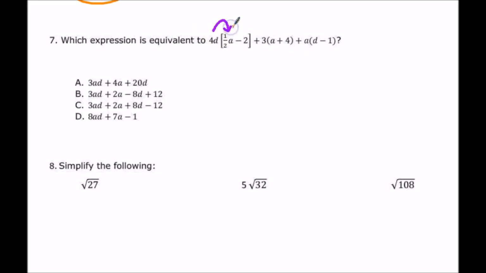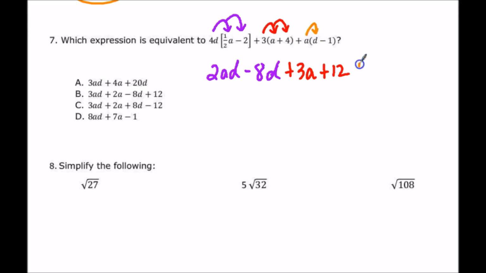So 4 times 1/2 is 2, but it's a times d, so I'm going to put 2AD, okay? And then we have 4d times a negative 2, which would be negative 8d. So we've gotten rid of the brackets at the front. Pretty simple there. And then we have 3 times a, which is 3a, plus 3 times 4, which is 12. So we've gotten rid of the parentheses right there. And then we have one more set, which is pretty simple. a times d, which is AD, and then a times a negative 1, which is negative a.